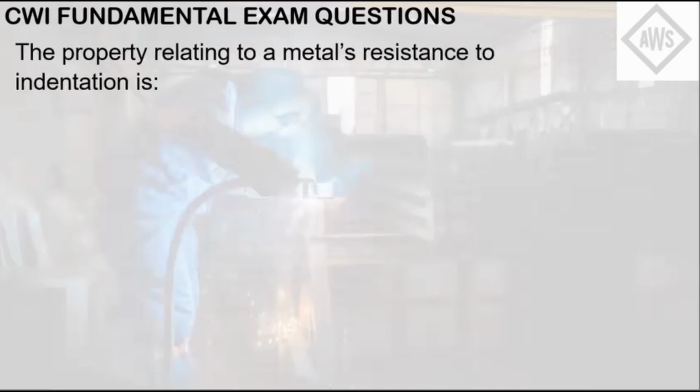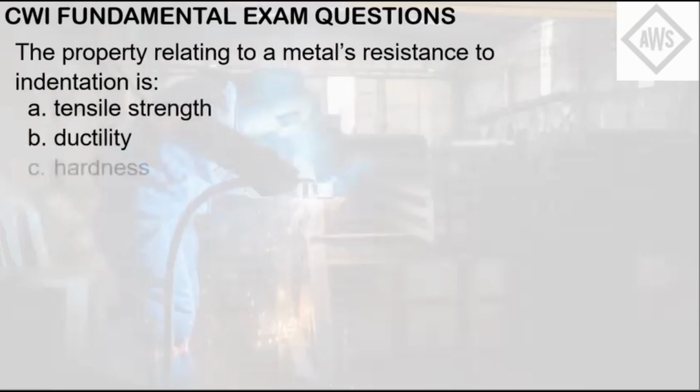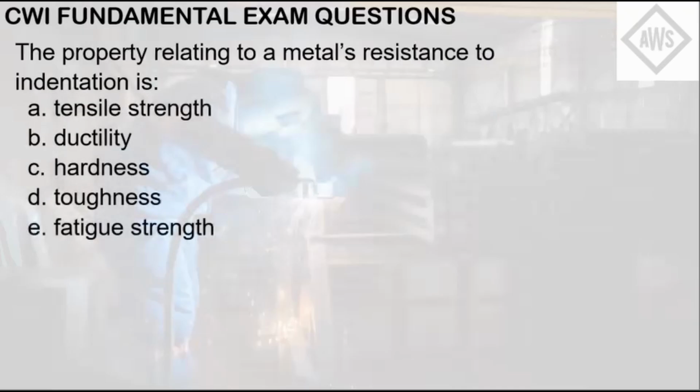The property relating to a metal's resistance to indentation is: letter A, tensile strength; letter B, ductility; letter C, hardness; letter D, toughness; letter E, fatigue strength. So this question pertains to the material properties of the base metal.